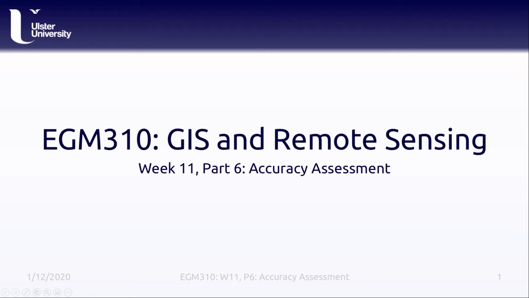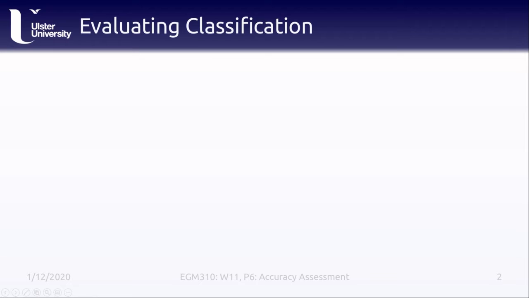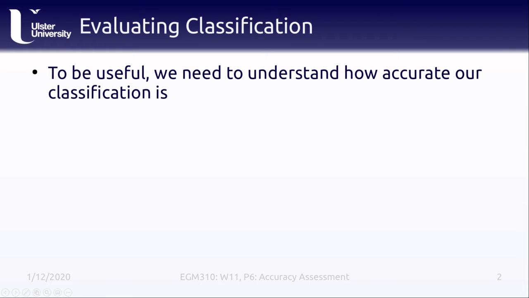In this lesson, we will learn about how we can evaluate how well our classification has done in identifying objects and surfaces in images. To be useful, we need to have an understanding of how accurate our classification is. Any classification is going to have errors, but whether we can trust the results and whether we can use them to draw conclusions about what it is that we're studying depends on being able to quantify and understand those errors.